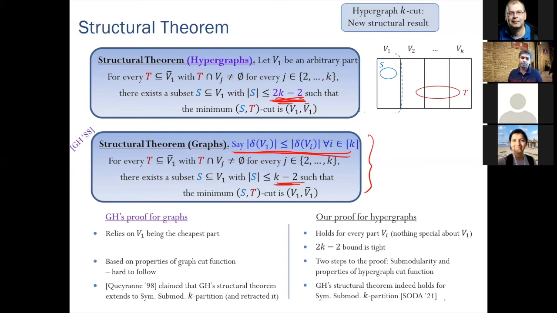Okay. Any questions on the structural theorem and its difference to the structural theorem of Goldschmidt and Hochbaum for graphs?